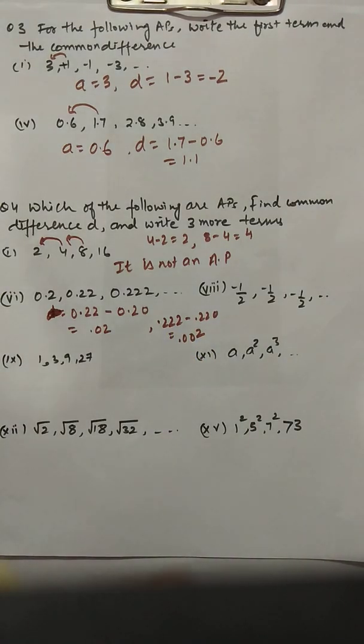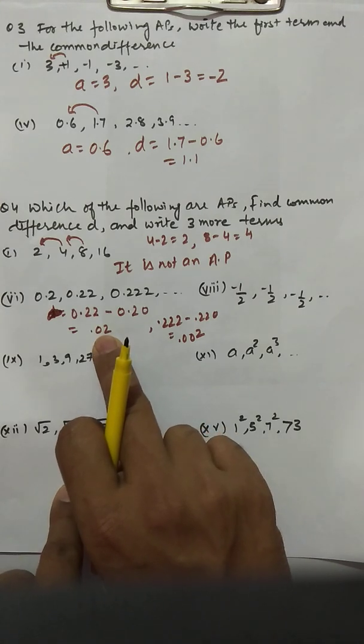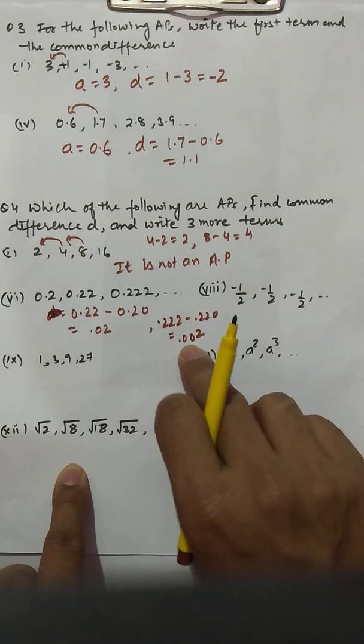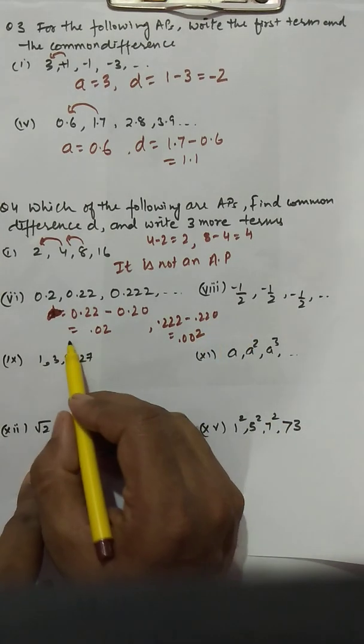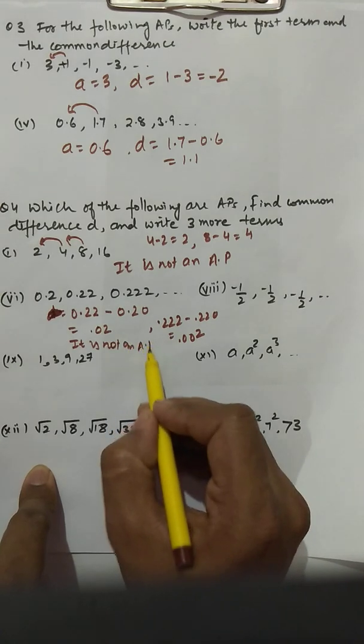So it seems like this is an AP, but this is not an AP, because you've seen the difference in the first 2 terms. This is 0.02, and here the difference of third and second term is 0.002. So again it is not an AP.